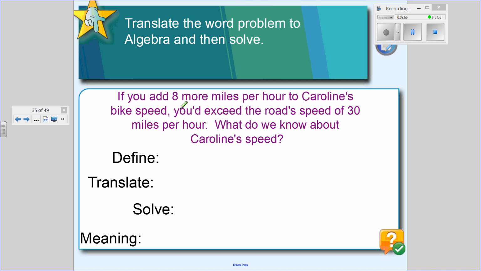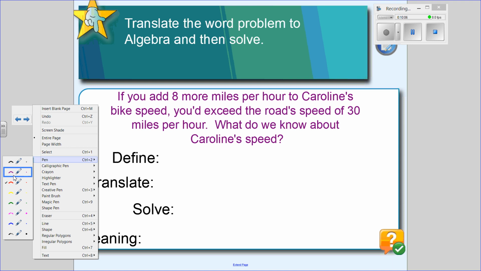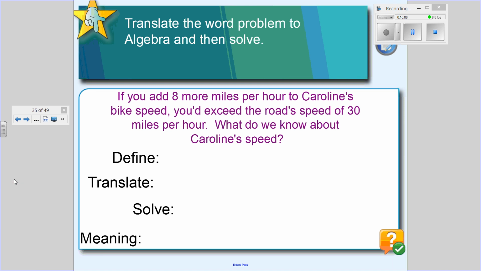If you add 8 more miles per hour to Caroline's bike speed, you exceed the road speed of 30 miles per hour. What do we know about Caroline's speed? Alrighty. So let's define. I'm going to say C is going to be Caroline's speed. You could pick whatever variable you like, of course. Caroline's speed. So far, so good.